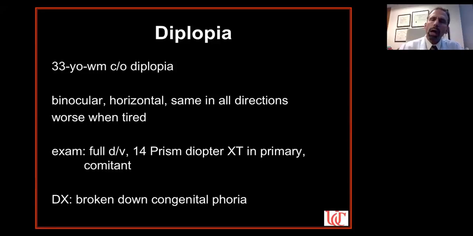He has full ductions and versions, so there's no deficits in the eye movements. He has a 14 prism diopter exotropia in primary position. It is comitant, so it's 14 everywhere. So this would be a typical sort of a story of a broken down congenital phoria. He no longer can have this.